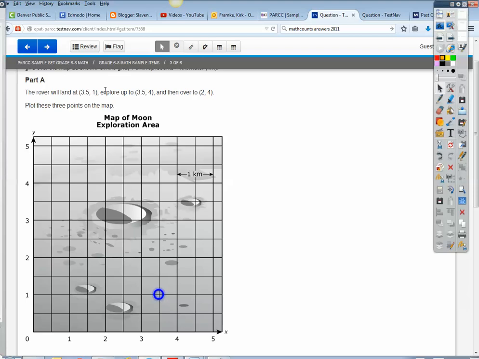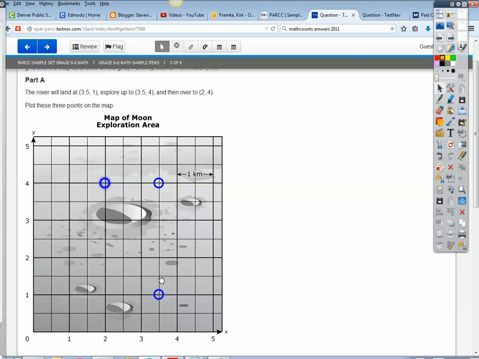And explore up to 3.5, comma 4. And then over to 2, comma 4. Plot these 3 points on the map. So we have those 3 points on the map. Now, the first thing I notice about this collection of points is it's creating a right triangle. And we have a base of 1, 2, 3, and we have a height of 1, 2, 3, 4, 5, 6. So that's something that I'm going to keep in mind.